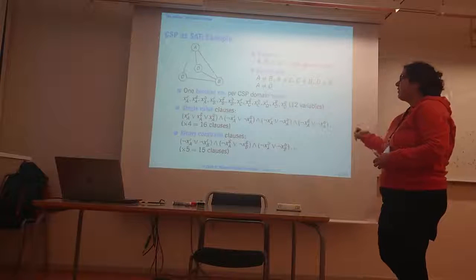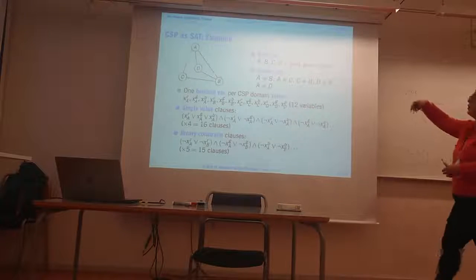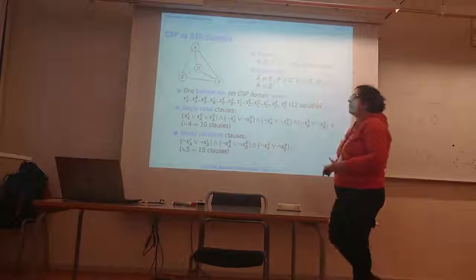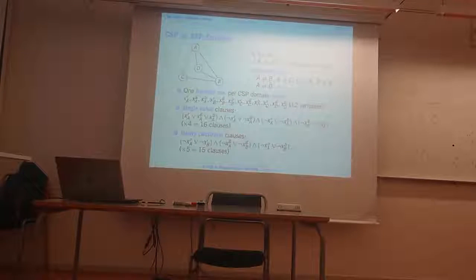So in this example, you get some idea of how we can represent the CSP with all these different constraints to SAT, which is very simple. You just have to first represent your Boolean variable and you write what you say. Basically, it's nothing very complicated.